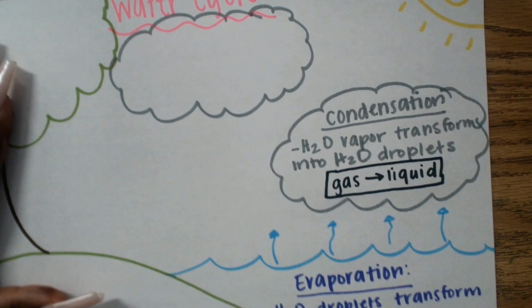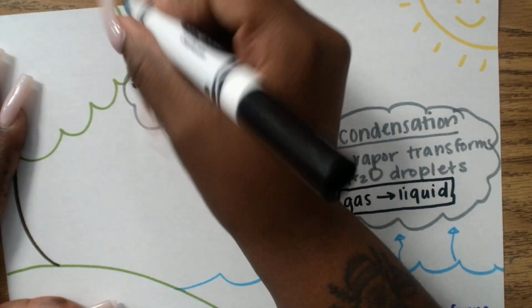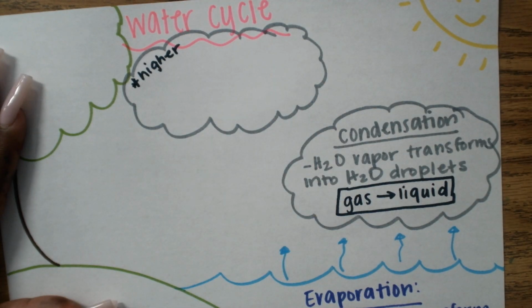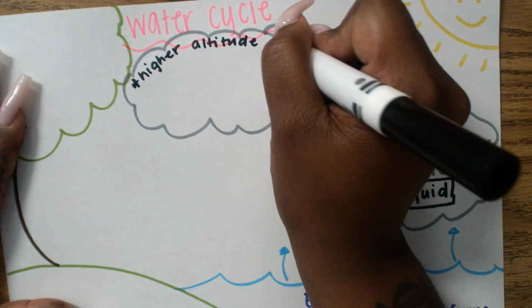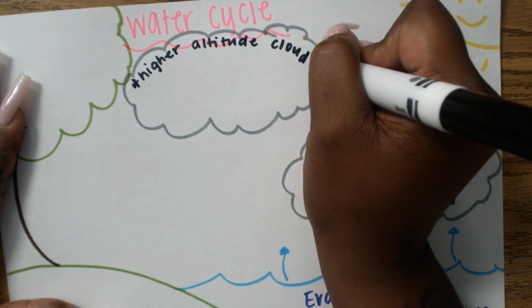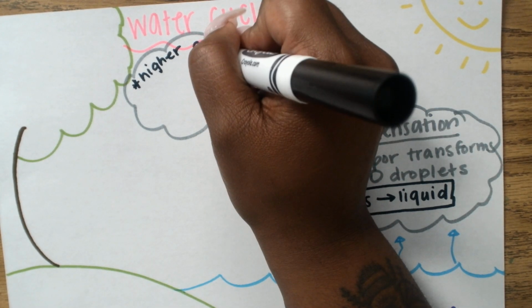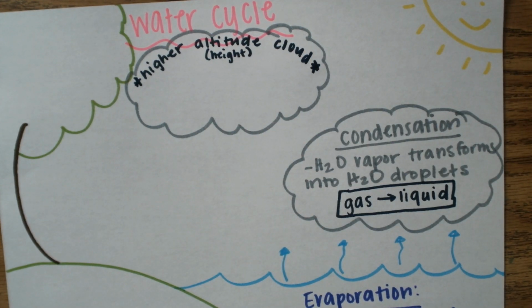Now, I have a higher cloud. In this cloud, I'm going to write, this cloud is a higher altitude cloud. What does altitude mean? Height. And you know Miss Bev's always going to tell you, if you don't know what altitude is, write the word height beside it, underneath it, whatever. I'll do it here for you. So we have a higher altitude cloud.